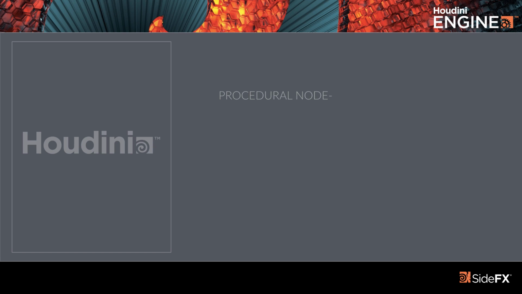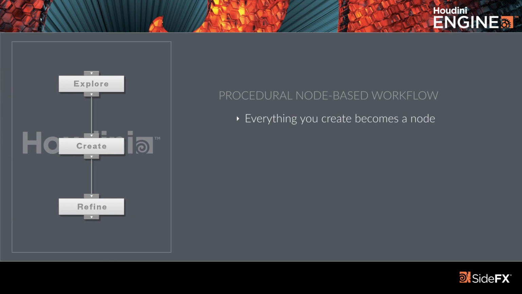Houdini is a procedural node-based solution that allows you to create a node every time you do something. What this means is that these nodes then get connected into networks that define a flow of data or a recipe that can be used over and over again as you work. If you change something in one of the nodes, that will propagate through the network and you'll get a different result. This is what makes Houdini procedural.